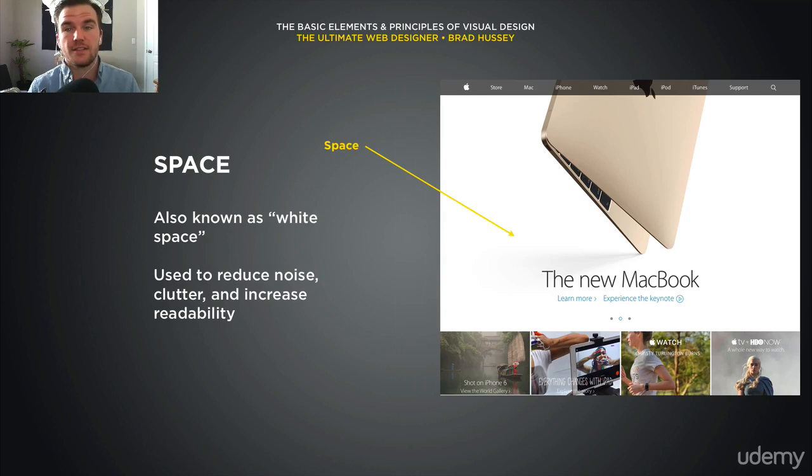Space is also known as white space and is used to reduce noise, clutter, and increase readability within a design or a website. So here with the Apple homepage, you can see a lot of white space being used to accentuate the new MacBook.